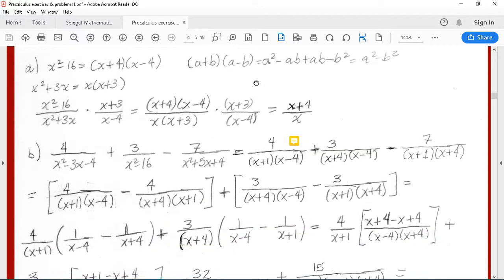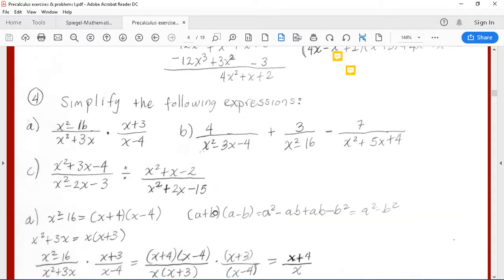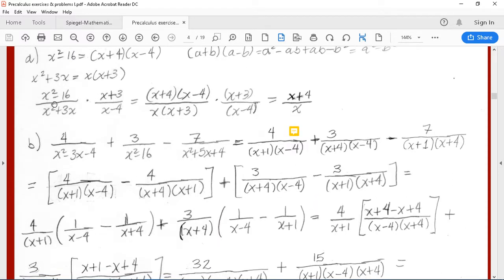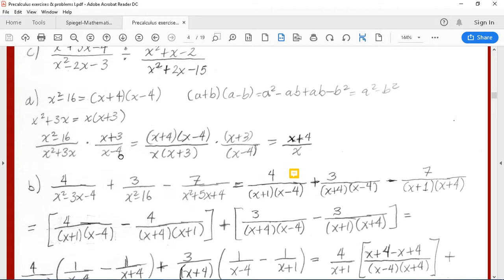Okay, so let's start with the first one, which is x squared minus 16 over x squared plus 3x times x plus 3 over x minus 4. Okay, so let's start with x squared minus 16. X squared minus 16 is x plus 4 times x minus 4.